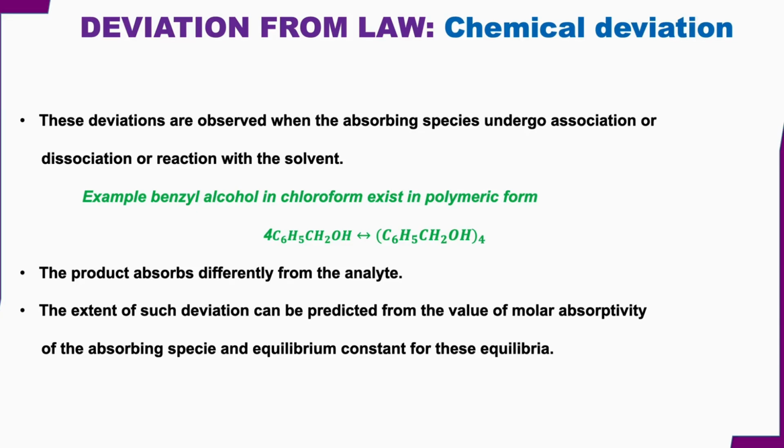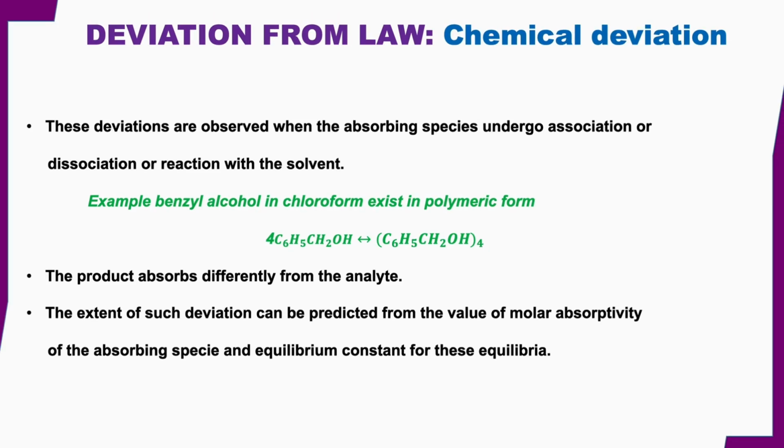So the typical equilibria which give rise to chemical deviation of such kind include the monomer-dimer equilibria. It can be a metal complexation formation, so a metal complexation equilibria where more than one complex is present, or it can be an acid-base equilibria and the solvent-analyte association. So these kinds of reactions can basically occur. For example, benzoyl alcohol in chloroform exists in polymeric form. So basically what is happening over here is association of molecules taking place.